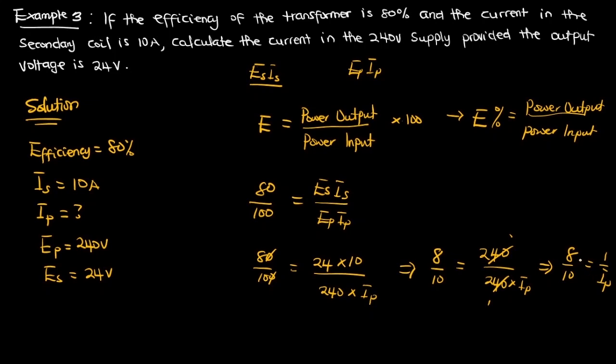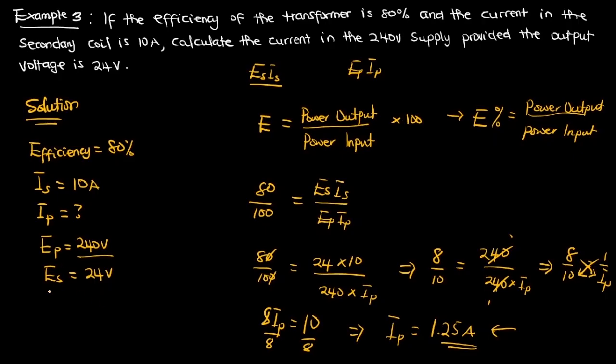So 8 will cross multiply over here. So it becomes 8 IP is equal to 10, 10 multiplied by the 1 at the top. So we divide both sides by 8. Therefore our IP will be equal to 10 divided by 8, which gives us 1.25 amperes as my answer, right? So this is my answer for this particular problem. And now if you look at it, because the primary voltage is more than the secondary voltage, this is a step down transformer.